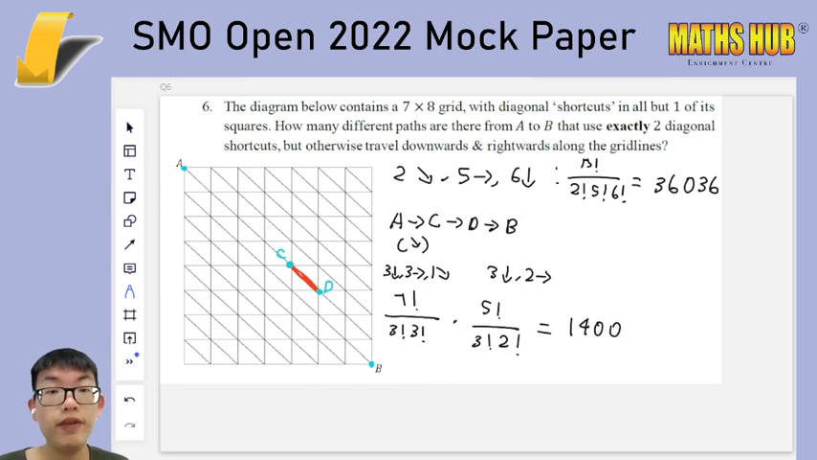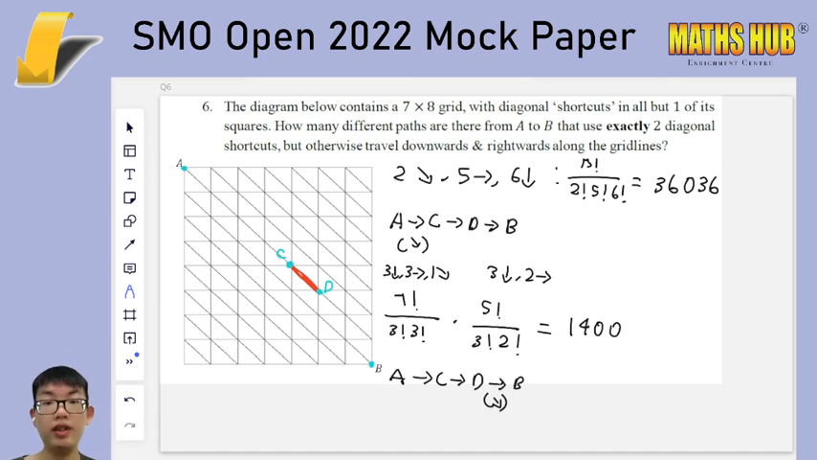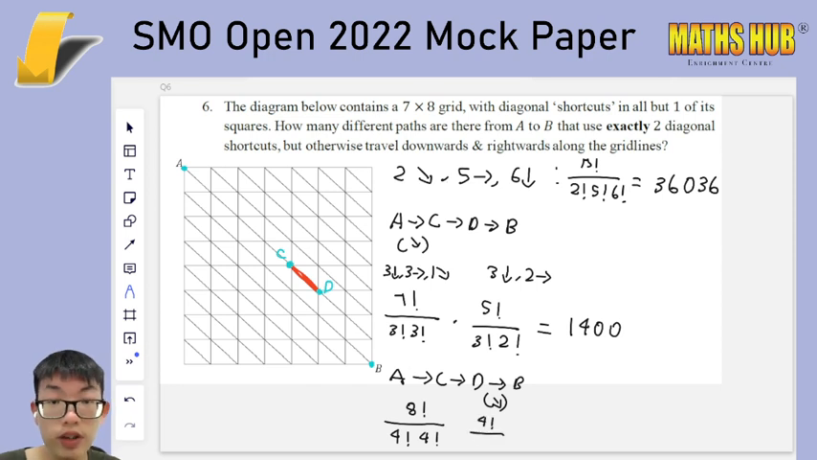And that's the other case where you go from A to C without the shortcut, but from D to B you use the shortcut. This one would be just a touch different. The front half would be 8 factorial over 4 factorial, 4 factorial. And the back half, you would now be using the shortcut, so it is only going to be 4 moves. 1 shortcut, 1 to the right, and 2 downs. So 2 factorial there. And this is 840.